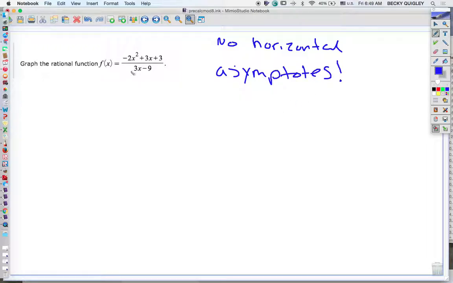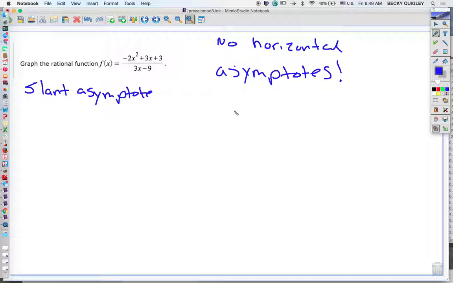Okay. We can still find our x-intercepts the same way that we normally do. We can still find our y-intercept. This function, though, has something referred to as a slant asymptote. So let's start by finding the easy bits first, and then we'll come back to this slant asymptote, which means it's not vertical and it's not horizontal.